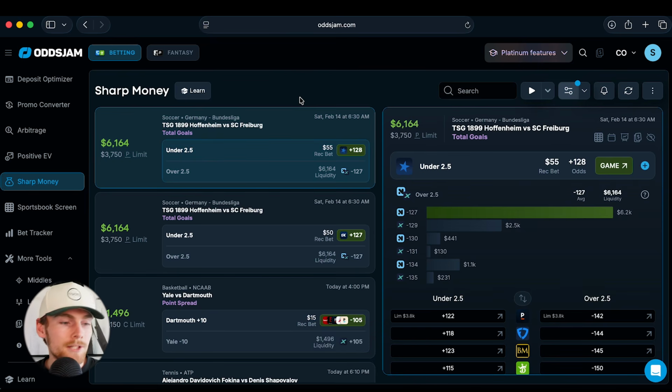But to make it even easier, we can head over to the Sharp Money tool. So when you're in the Sharp Money tool, here is what you're looking at. We can see all these different plays on the left, and the numbers in green here show how much liquidity is available on the betting exchanges NoVig and ProphetX for these specific bets. Now we won't dive too in depth into this, but the reason NoVig and ProphetX are so important here is because they are very sharp betting exchanges.